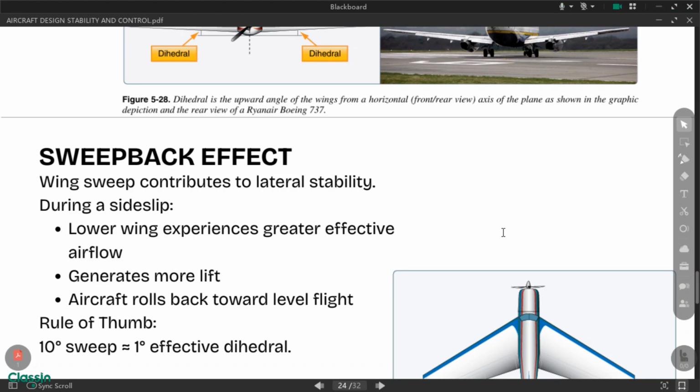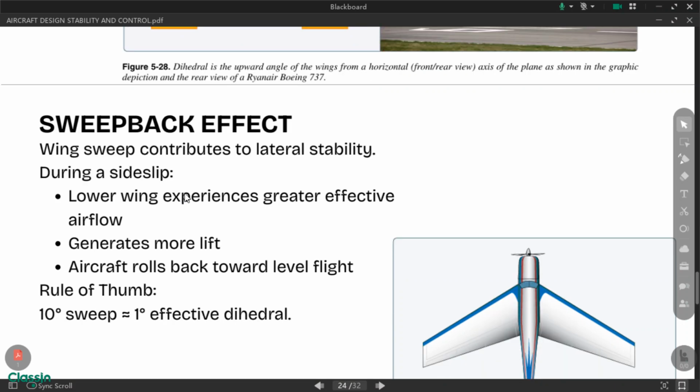So, next would be yung sweep back effect. Another major contributor to lateral stability is yung wing sweep back. Yung swept wing natin, yung leading edge niya, it angles rearward rather than remaining perpendicular to the fuselage. Yun yung swept wings, swept back wings. Okay? Yung stabilizing mechanism ng sweep back effect, like the dihedral, is apparent during a side slip.